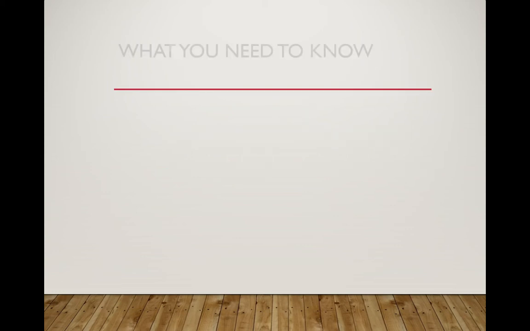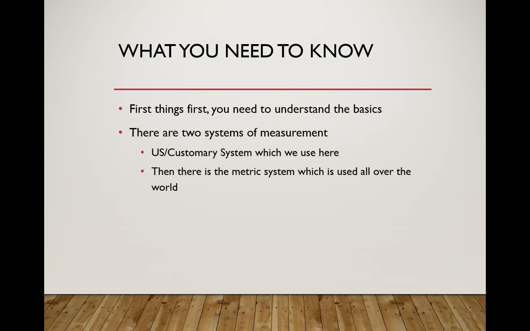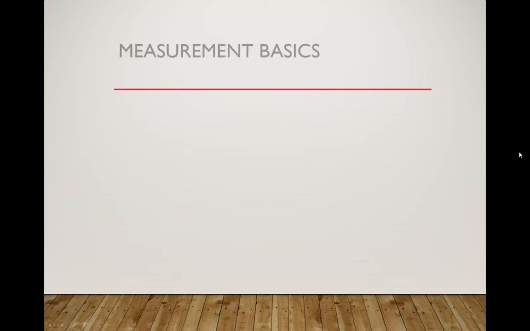And here we go. Okay, so what you need to know about measurement is, first and foremost, there are some basics of measurement that I need every single student in my class to have a general understanding of, and that's what we're going to cover today. There are two systems of measurement. The U.S. customary system, which we use here in the U.S., but not ever in my science class, ever. And then there is the metric system, which is used all over the world. So in my class, we use the metric system because it is actually easier, and you're about to find out why.